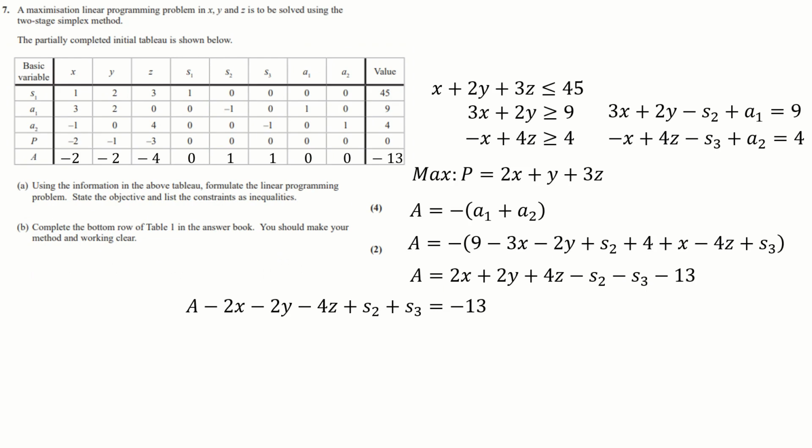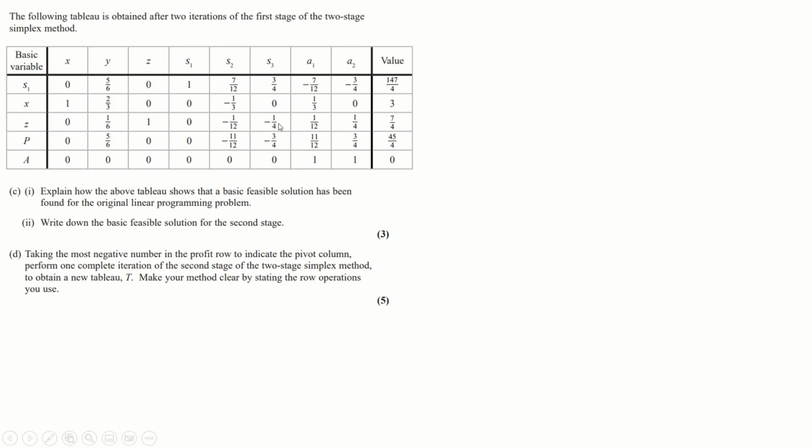Good. So now it's told us that they've done 2 iterations of simplex and got to here. Show how this shows a basic feasible solution has been found. So the fact that A is equal to 0 here shows that a basic feasible solution is found, because that means the 2 artificials. But remember, A was equal to minus A1 plus A2. So if that's equal to 0, then that means the 2 artificials add up to 0, and that's good because it means they go away, or something like that.